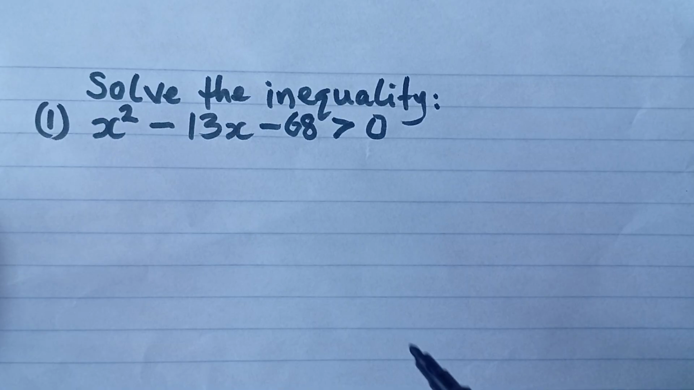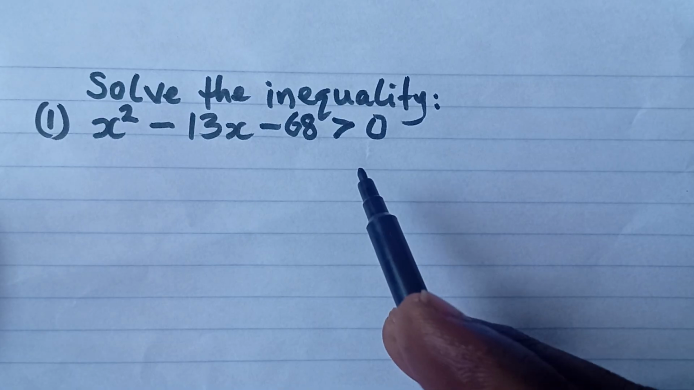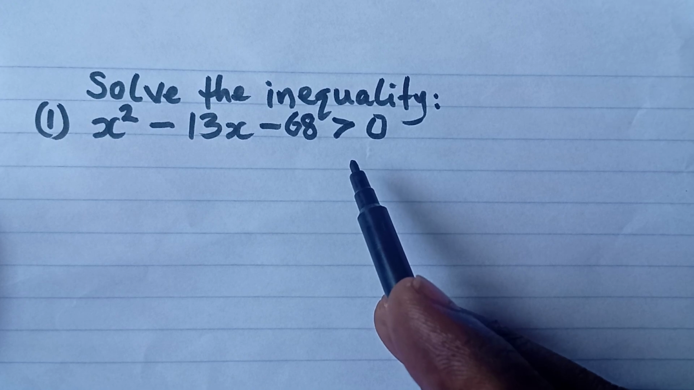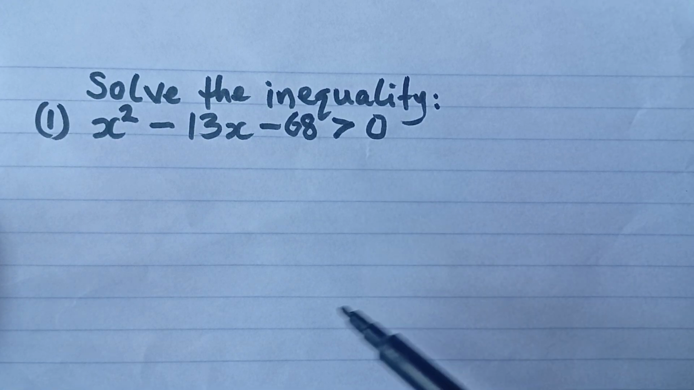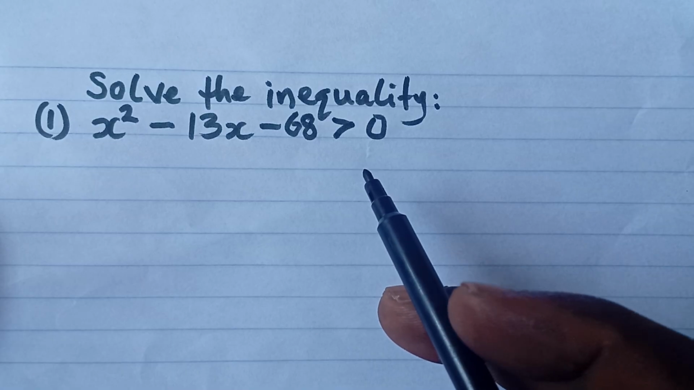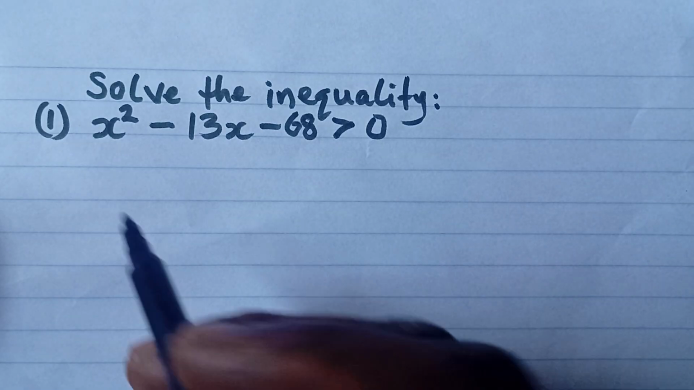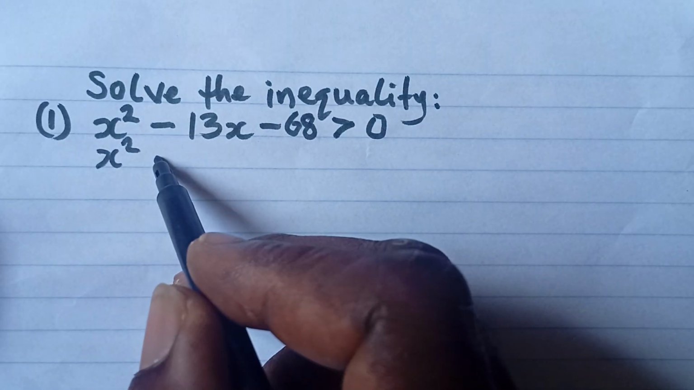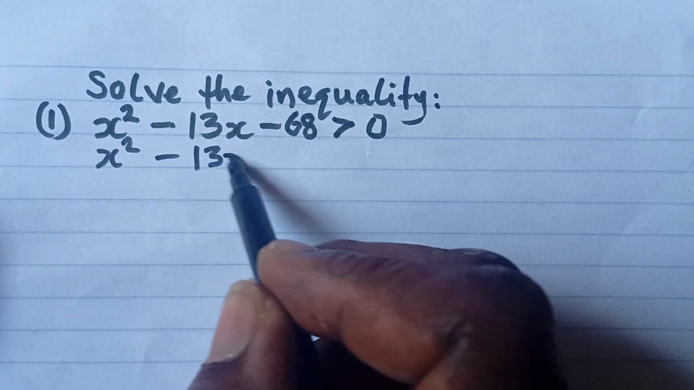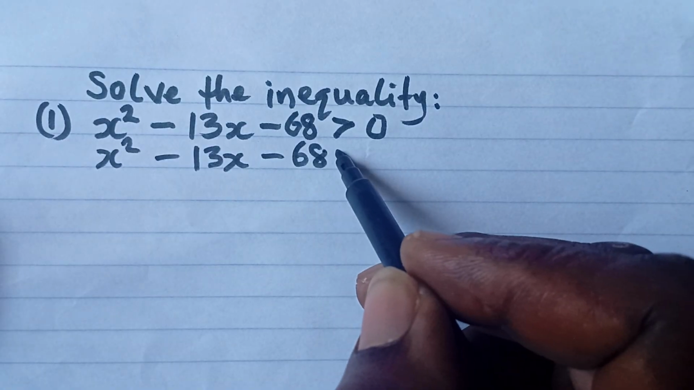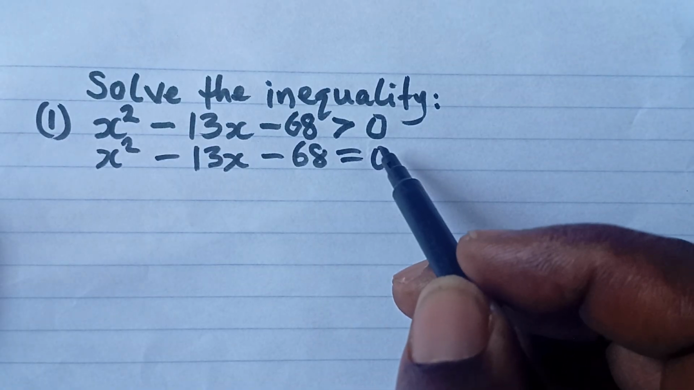Now for us to solve this, we are going to ignore this inequality sign first and change it to an equality sign, so that we can get the solution values first using the equality sign. So I'm going to write x squared minus 13x minus 68 is equal to 0.